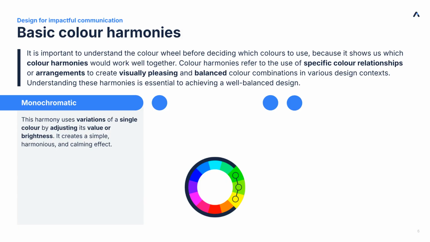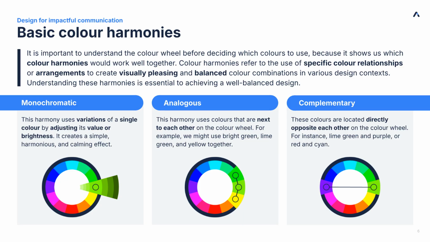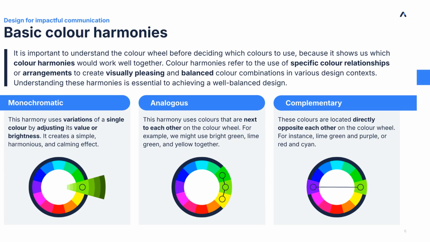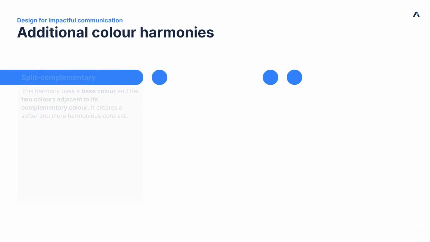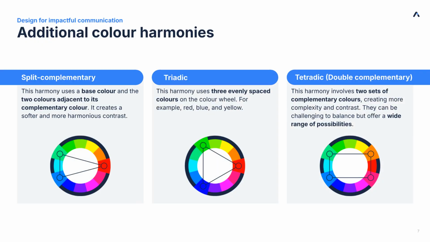Monochromatic uses variations of a single color. Analogous uses colors next to each other. Complementary uses colors directly opposite each other. Additional color harmonies include split complementary, triadic, and tetradic. These offer increased complexity and contrast, providing a wide range of possibilities for your designs.